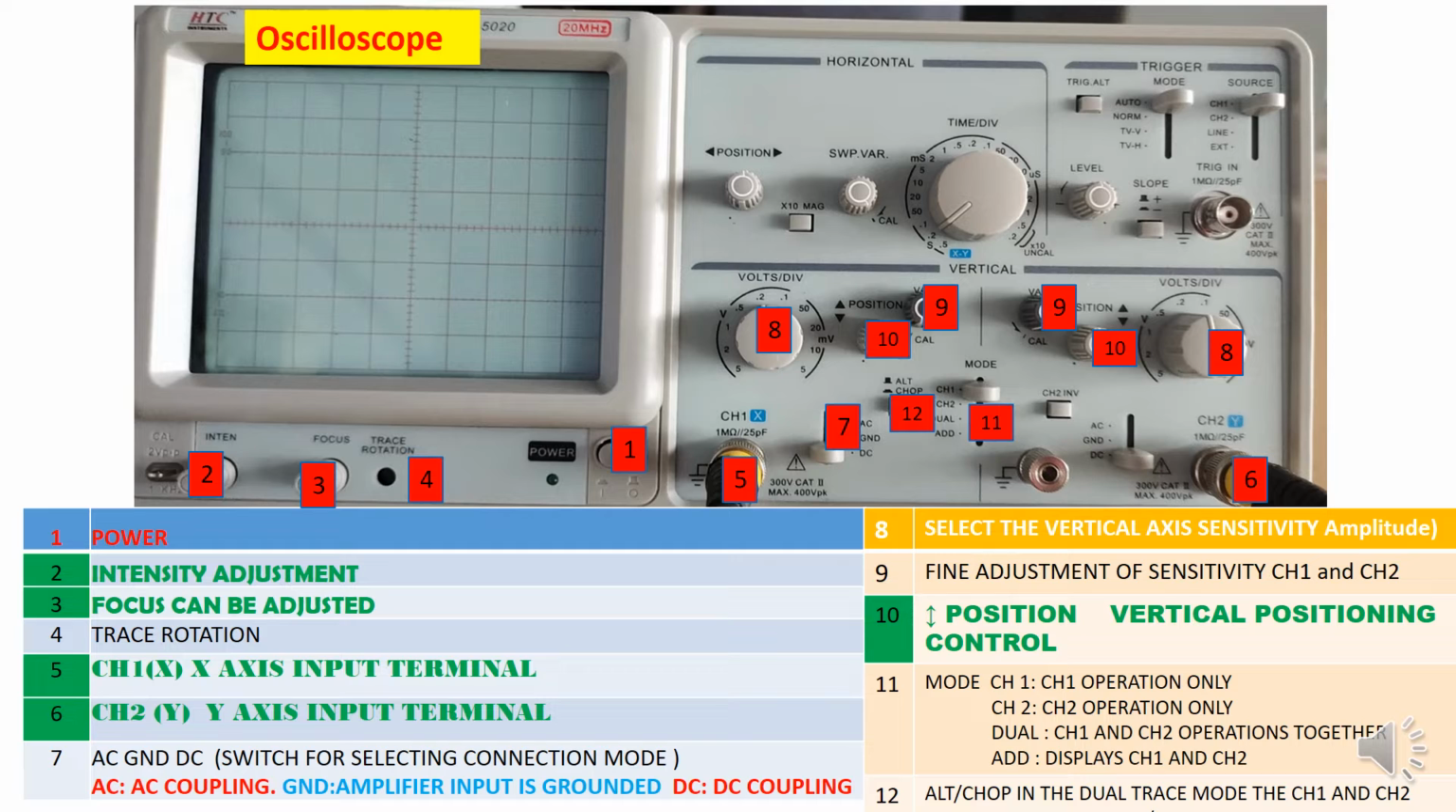Similarly, channel 1 and channel 2. Channel 1 is available here, and from here the signal is given to the CRO. Similarly, channel 2 is there. This is the X plate, this is the Y plate. From here the signal can be given. Similarly, if you want the up-down, that is vertical movement of the signal, you can have it from here. Other adjustments are also there, but we are not using them in this oscilloscope.